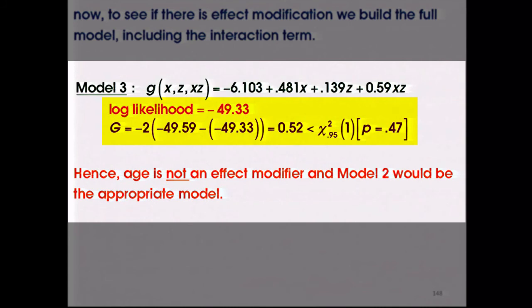And you can see that this likelihood ratio test statistic is 0.52, and that's compared to a chi-square distribution with 1 degree of freedom. The p-value is very big, 0.47. So we don't have evidence to reject the null hypothesis. So we believe that beta 3 is probably equal to 0. And as a result, we conclude that age is not an effect modifier, but it is a confounder. And so we need to use model 2.